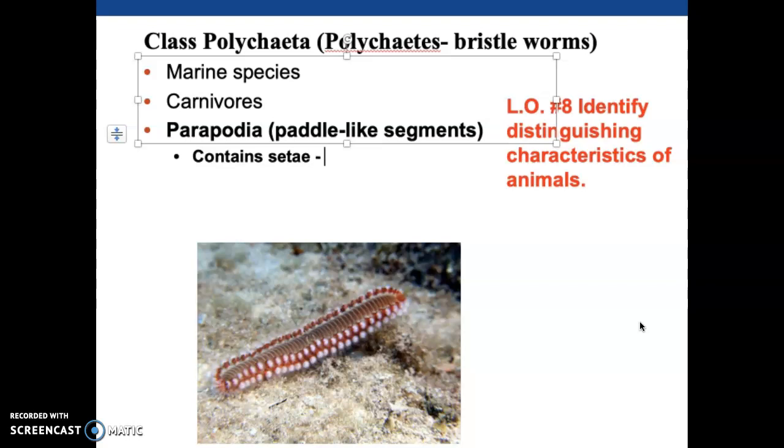Setae are tiny little hairs or hair-like structures. Those are the things that can be very, very problematic. Why we call them bristle worms. Imagine a bunch of fiberglass sticking out of the side of these animals. That's what the setae are.